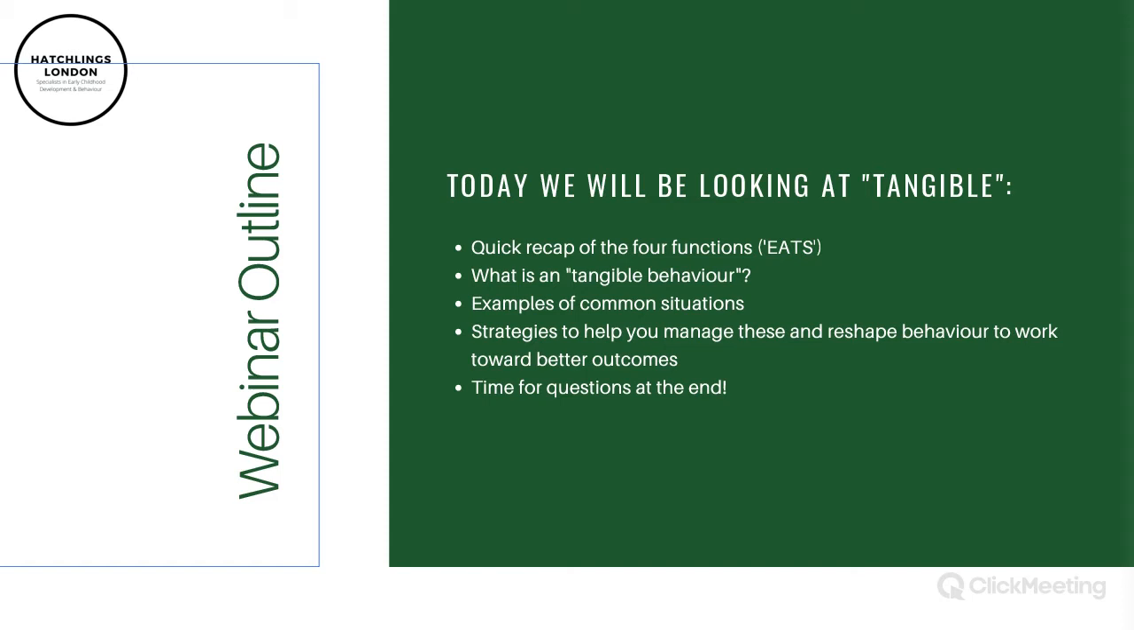So today we're going to be looking at the tangible. We've been covering all 4 functions of behavior, so if you missed the other 3, please check out our YouTube page and you can catch up on those 3. We're going to do a quick recap of the 4 functions, better known as EATS, an acronym used for it. What is tangible behavior? Examples of common situations, some strategies that you can use to manage these and reshape the behavior. And time for questions at the end.